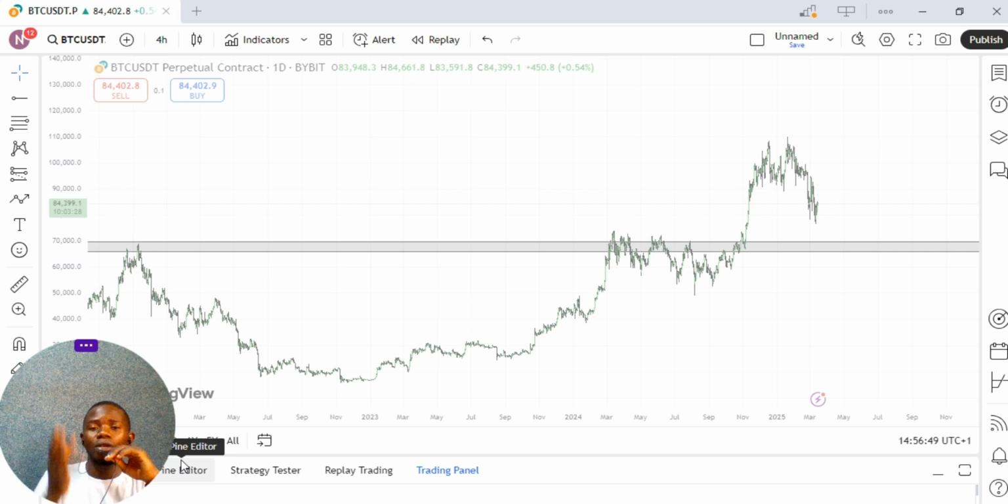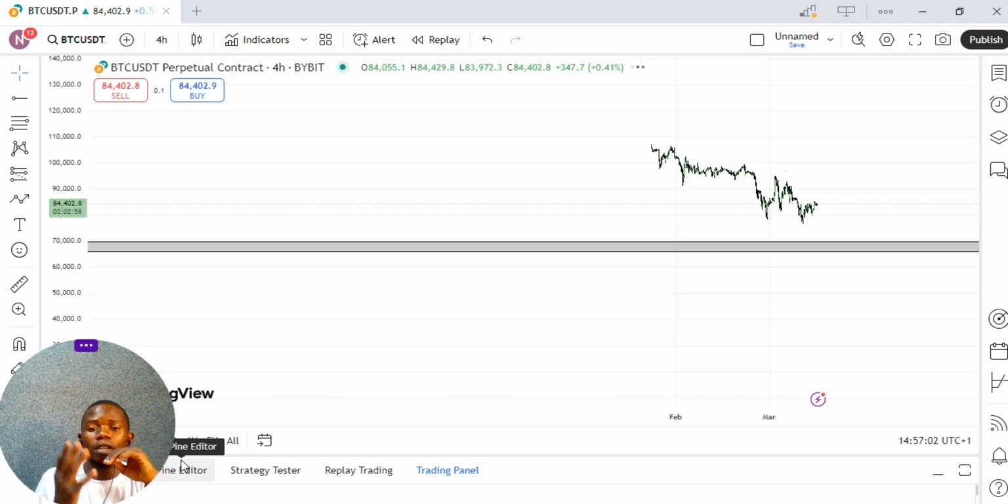Market structure is just market movement, market behavior. You just need to be able to identify the higher highs and the higher lows of your chart. By the time you are able to identify those things, it will be easier for you to know what to do.